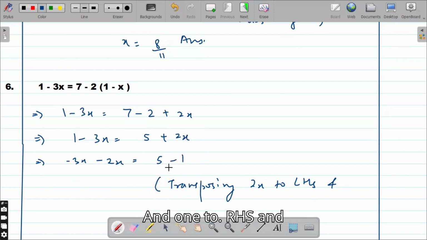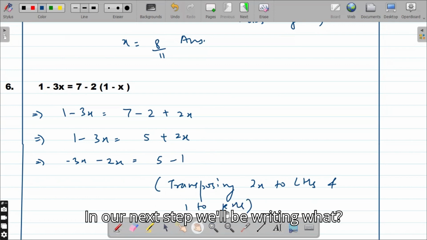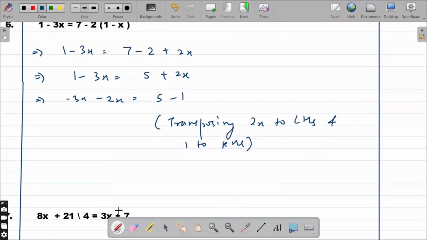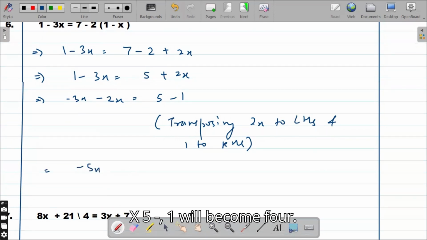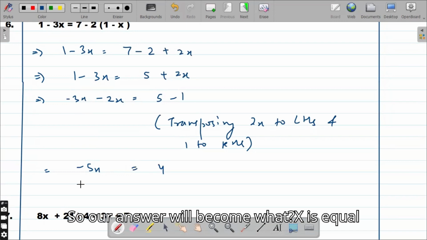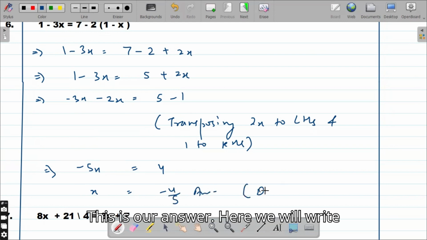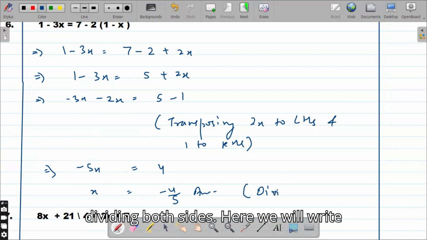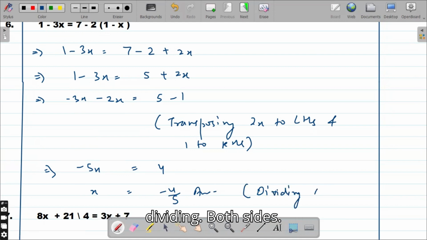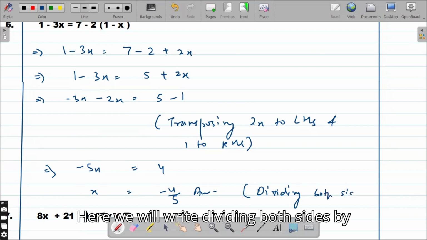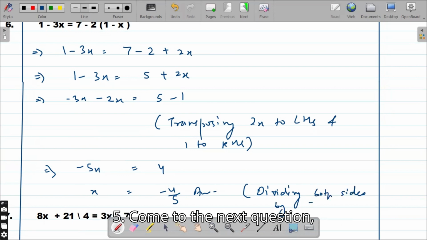And 1 to RHS. In our next step, we'll be writing what? Minus 3x minus 2x will become minus 5x. 5 minus 1 will become 4. So our answer will become what? X is equal to minus 4 by 5. This is our answer. Here we will write dividing both sides by 5. Come to the next question.